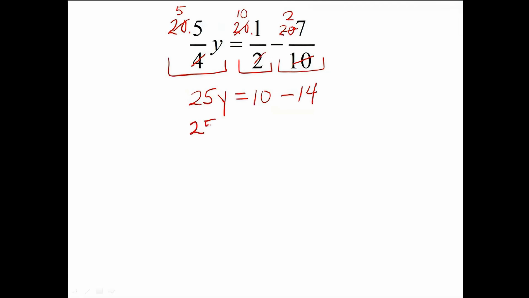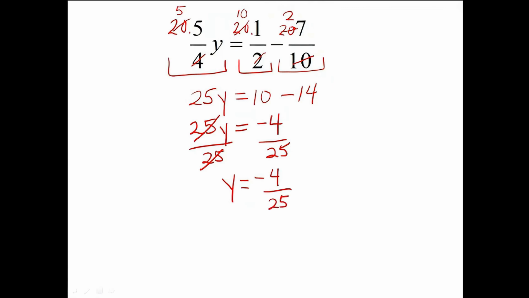Next, we will need to clean up on the right hand side. 10 minus 14 will give us a negative 4. And then to solve, we're going to have to divide out the 25. This time we are going to get a fraction for an answer. It's okay to get a fraction for an answer. We just didn't want to keep fractions while we were working.